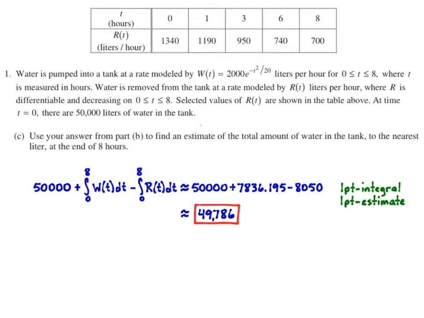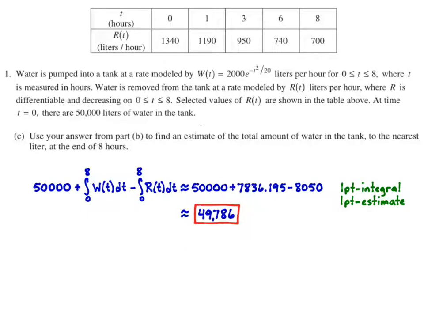And then, a couple things to note. This is still an approximation. Even though the 50,000 is exact, and even though the 7,836 is exact, the 8,050 was an approximation, so this is still an approximation here.